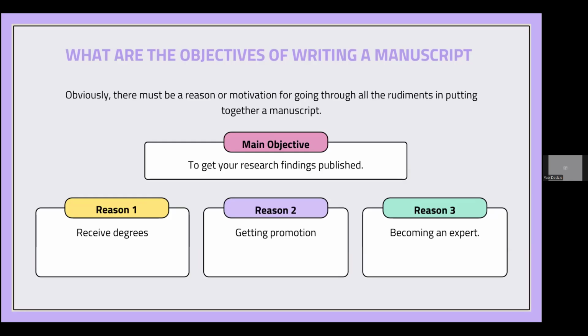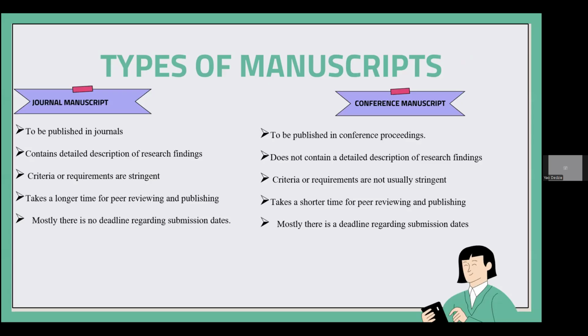But when we talk about a manuscript, we have two types. For us as master's and PhD students, we are required to get our findings published in either conference proceedings or journals. So let's see the difference between a journal manuscript and a conference manuscript. One is meant for journal publication, and the other is meant for conference proceedings.